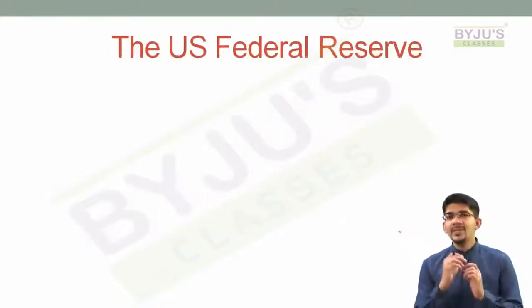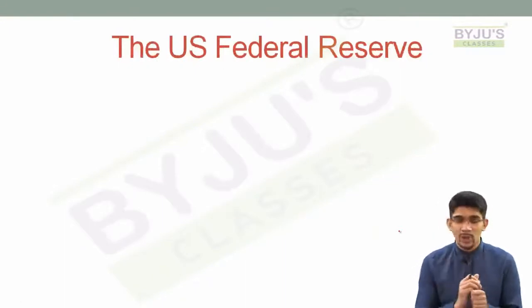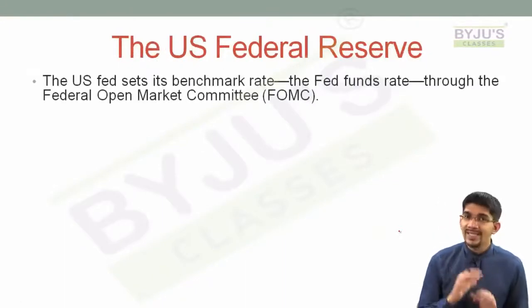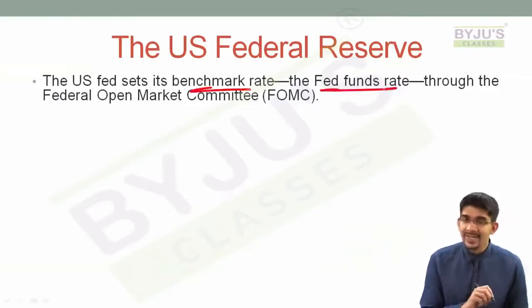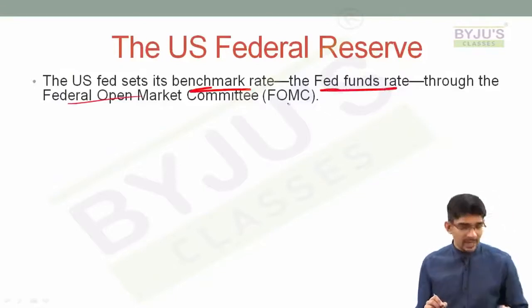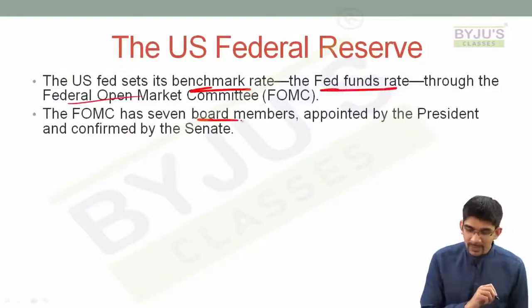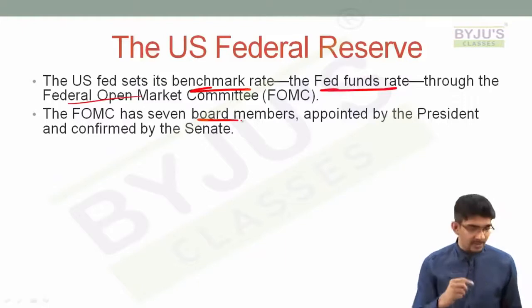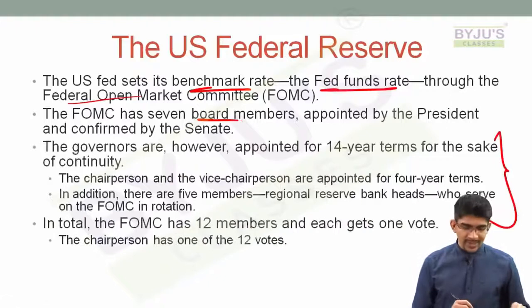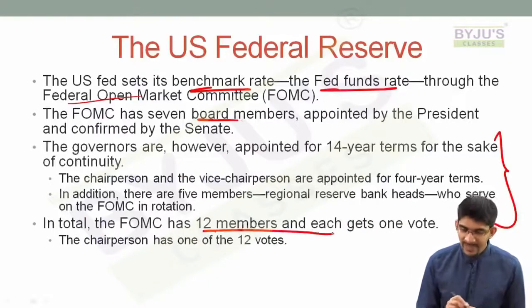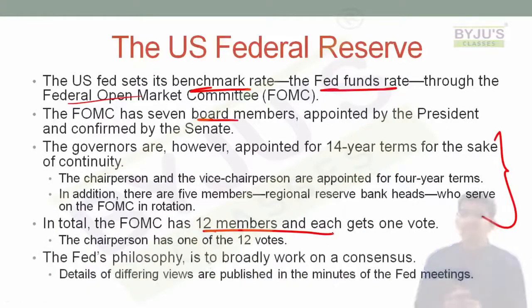Now let's quickly look at the other big banks, the other big economies. The US Federal Reserve has the following situation. It sets a benchmark rate, which is a target. It's called the federal funds rate. It is set by the Federal Open Market Committee. It will have 7 board members, appointed by the president and confirmed by the Senate. So this is the structure of the US Federal Reserve, the FOMC. It's 12 members and each gets 1 vote. It is not purely based on voting; it is mostly on consensus. Any persons who have differing views will be published for the sake of transparency.